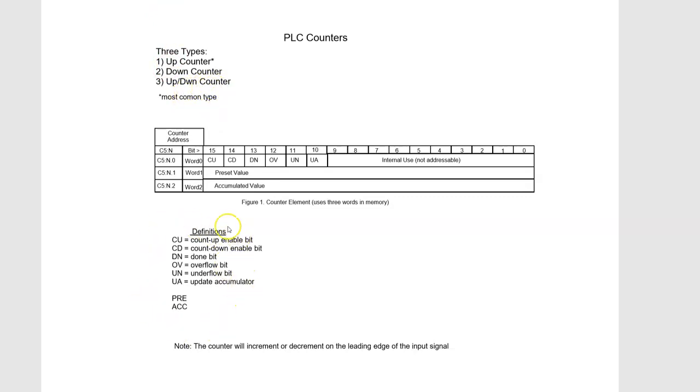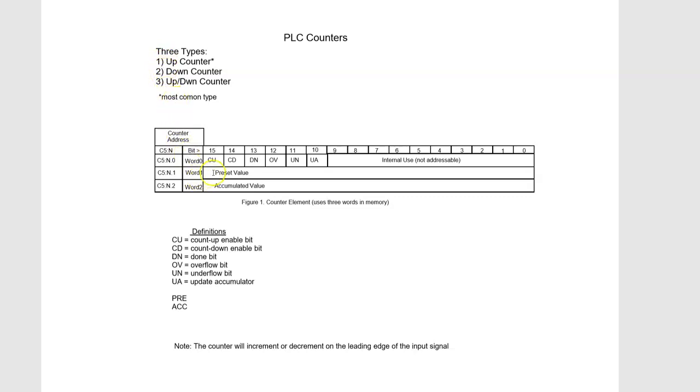Here are some definitions, depending on whether you have an up counter or a down counter. By the way, this up-down counter in some PLCs is an actual instruction all by itself. In a lot of PLCs, you have to construct this out of an up counter and a down counter. So be aware of that.